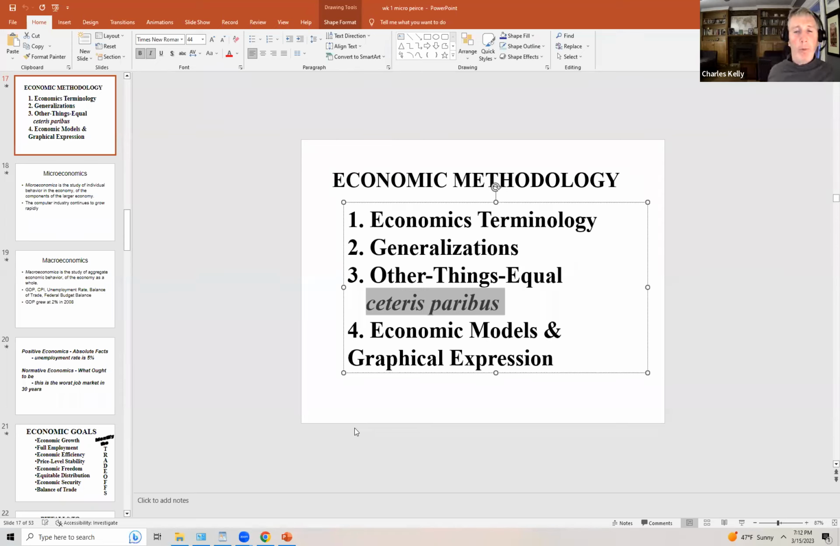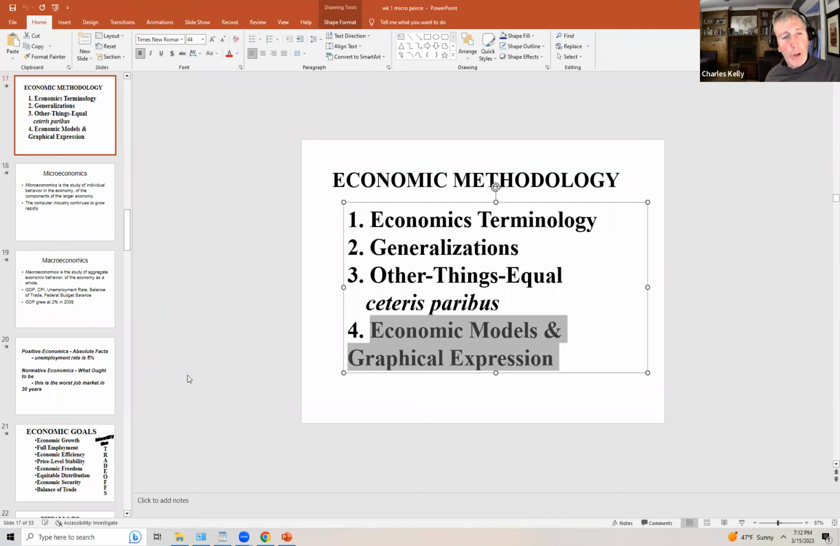Now we know that simultaneously things can be changing at the same time, but to make sense of any variable, we employ this other things equal. If nothing else changed, how would altering this one variable influence economic decisions? Now we're going to build a bunch of models and graphs, and we're going to include as many aspects as necessary, knowing that we can't include everything.